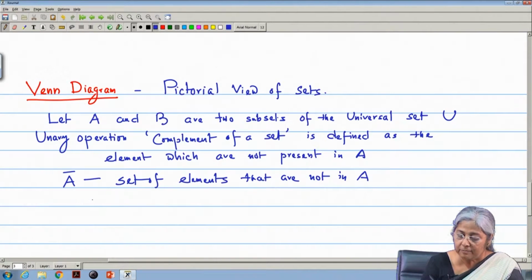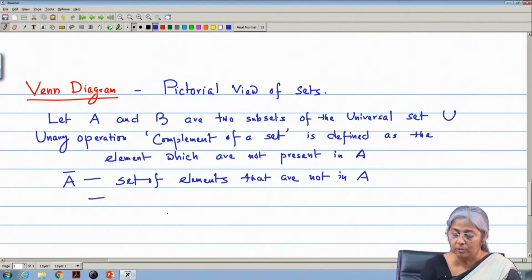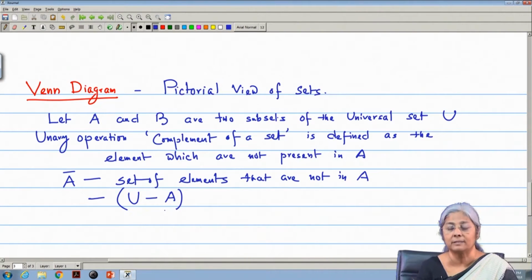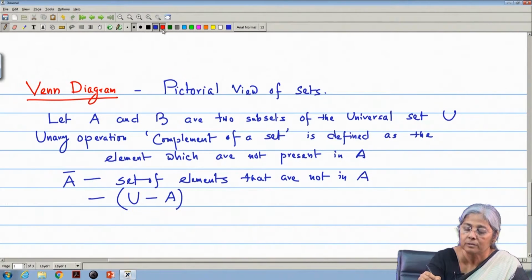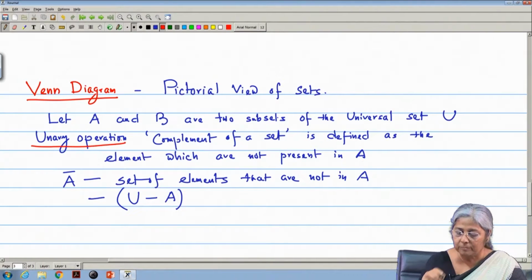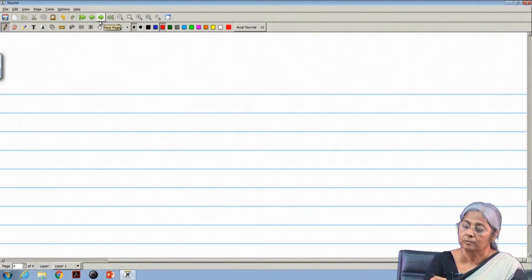So, if I consider the universal set U and A is a subset of U, I can say that this is U minus A. That means U minus A contains those elements which are not in A. So, we define this unary operation, the complement. Now, how do we represent all these sets using a Venn diagram?